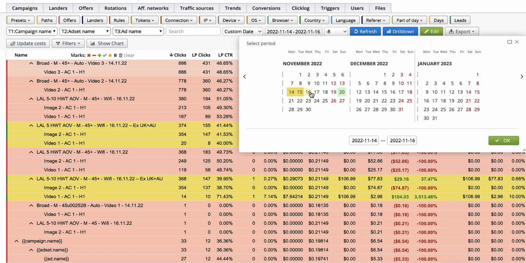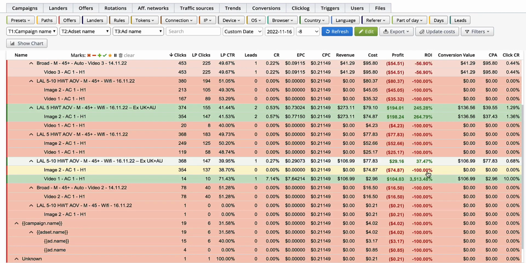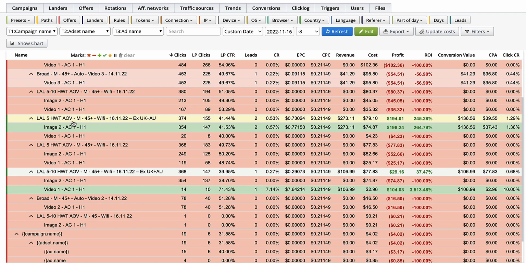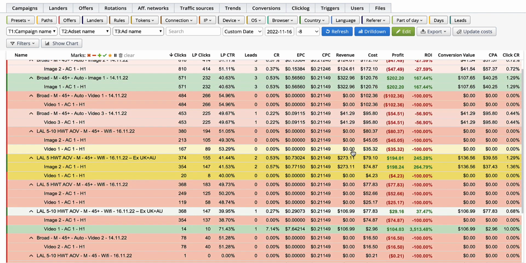Well, let's change this back to the daily. All right, so we've got the lookalike 5, excluding UK and Australia. Image 2, getting served most of the traffic. Got 2 sales, real good conversion rate, EPCs, great ROI. These again are $100 a day. So take into account, this is potentially $100, depending when it went live.